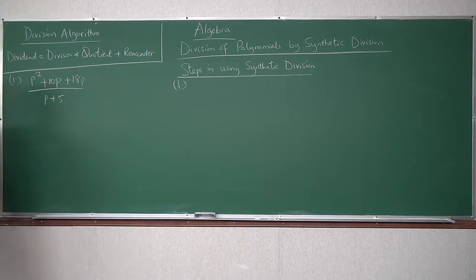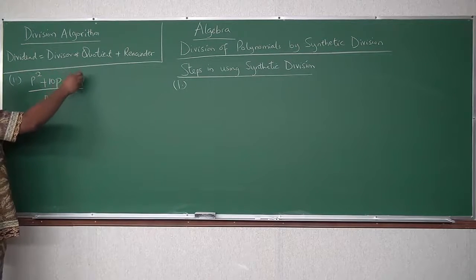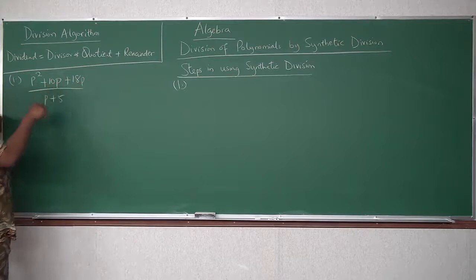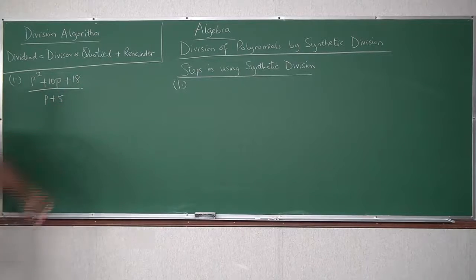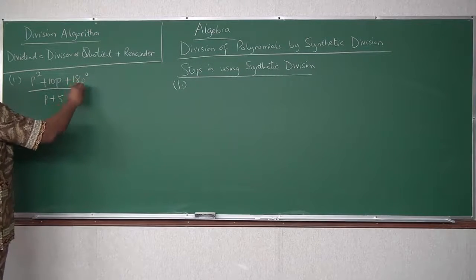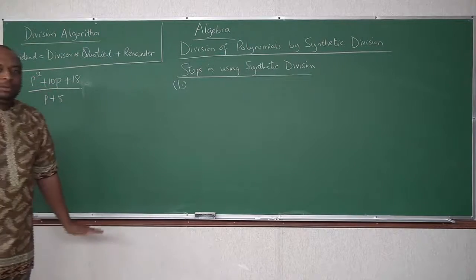We don't write the 1 because we know it's 1. And this is 18. Sorry, this is 18, which is 18p to the 0. So make sure the dividend is complete and in descending order of exponents.